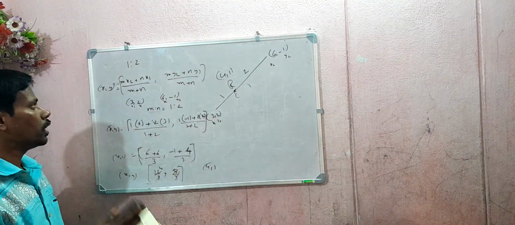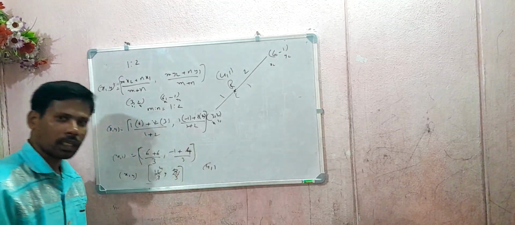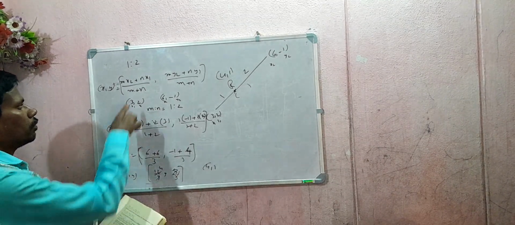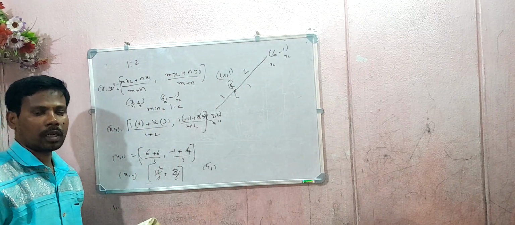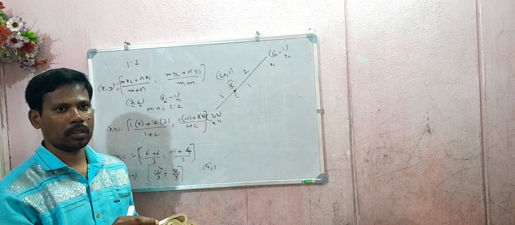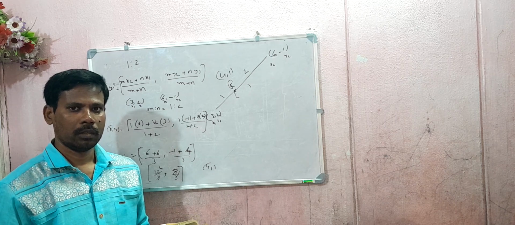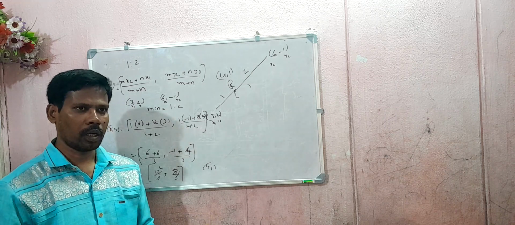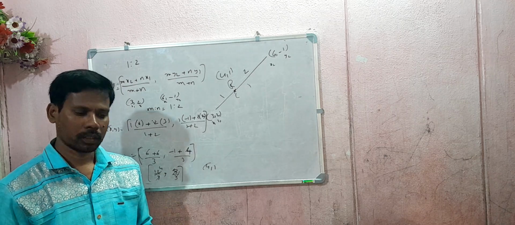And in the same way, if they give it externally, as I told you just now, you need to simply replace with minus here: mx2 minus nx1. That theorem I am not going to do, because it is the same as the previous theorem, proved the same way, but external means the point goes beyond the segment. If you want, you can refer to books and do it.